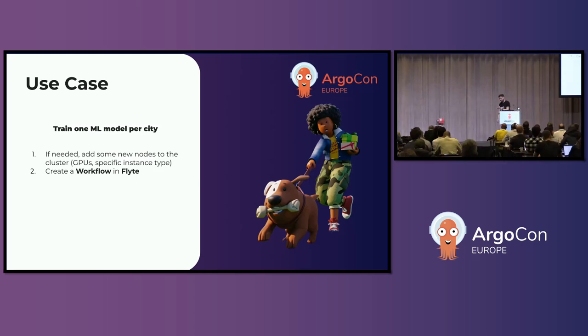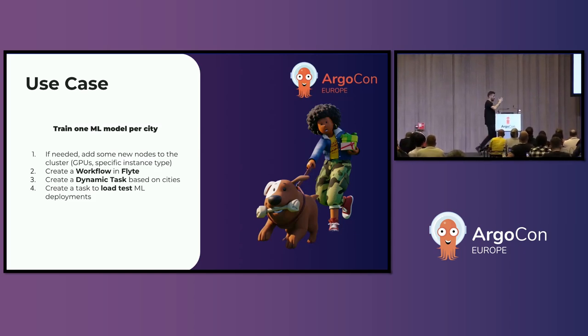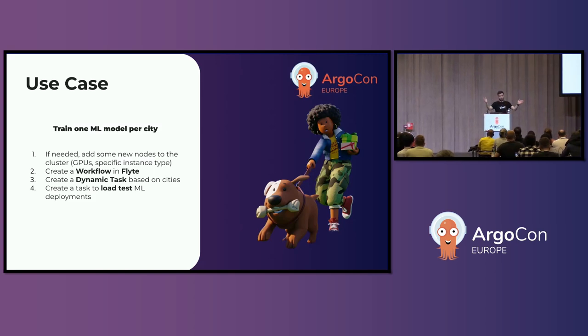Second step, you create a workflow in Flyte. You'd be like, yeah, that's my training workflow. Then you create a dynamic task that is based on cities. So you're going to be like, okay, for all the cities we have, please train a model. Then we have an ML toolkit that every data scientist is using. In this toolkit, we have Python code that creates a load test for that specific ML deployment, so that data scientists don't have to do it themselves, because it's always going to be the same code anyway.